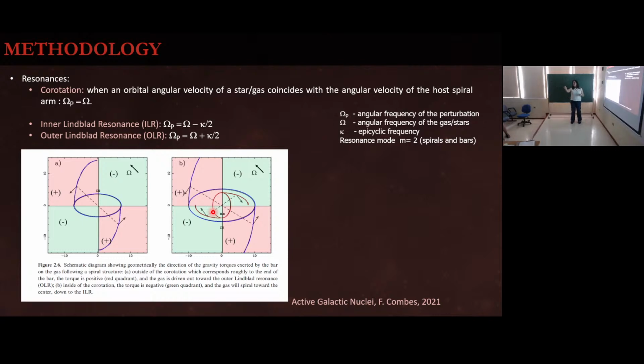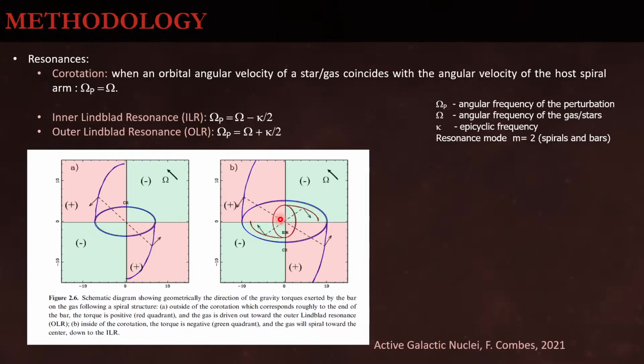And the gas inside has positive torques. So the gas will be coming from the inside towards the inner Lindblad resonance. So that will accumulate the gas in this special orbit and form the nuclear rings.